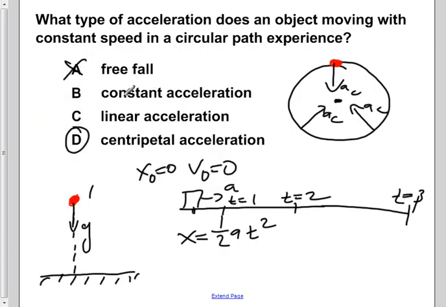Just make sure you don't get confused with answer choice B. Because technically, yes, you are moving with constant acceleration as you're going around the circular path, but they want to know a specific type of acceleration. So that would be answer choice D, centripetal acceleration.